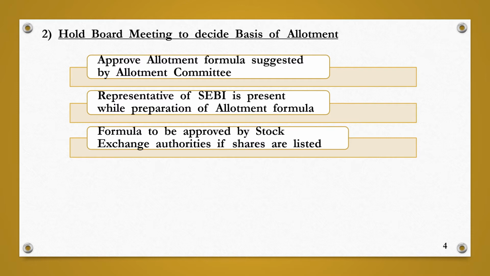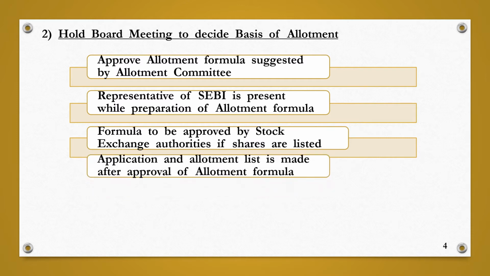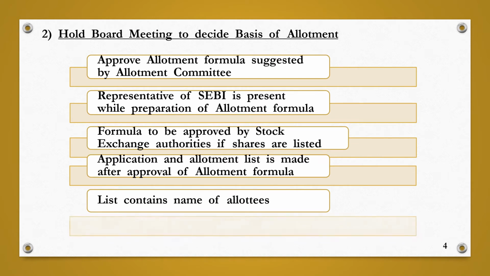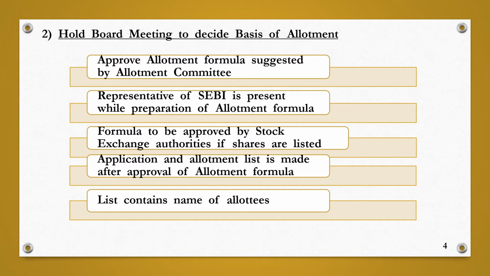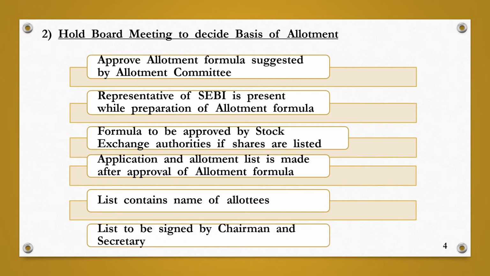Once the allotment formula is approved, the company secretary prepares application list, that is a list containing the names of all the applicants who have applied for the shares of company. Not only that, even an allotment list is made which contains the name of the allottees, that is all those applicants who have been allotted shares. Lastly, this list is considered to be valid only if it is signed by the chairman and the secretary.